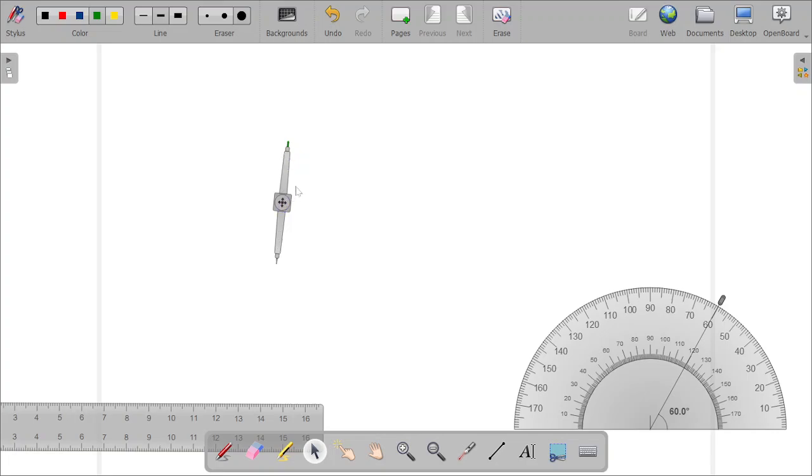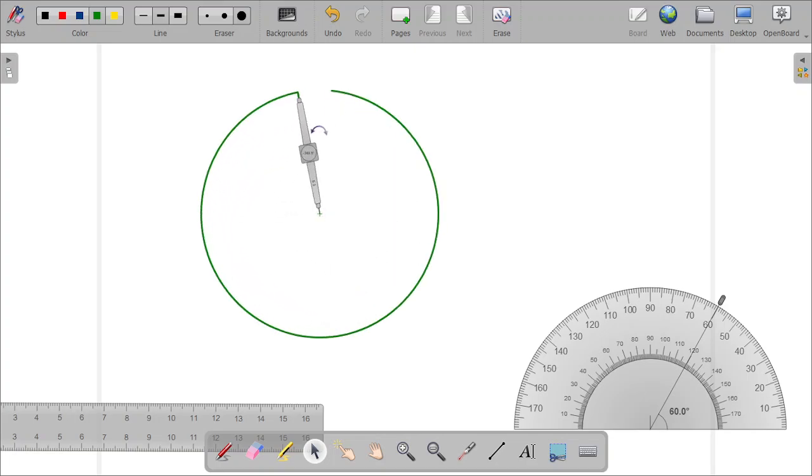So take your compass like this. Now you draw a circle just like so. That's my circle. And also you can see the center of the circle over here. Look at it. Okay, now make sure you don't adjust the radius. Do not adjust the compass radius. Okay, leave it just the way it is.